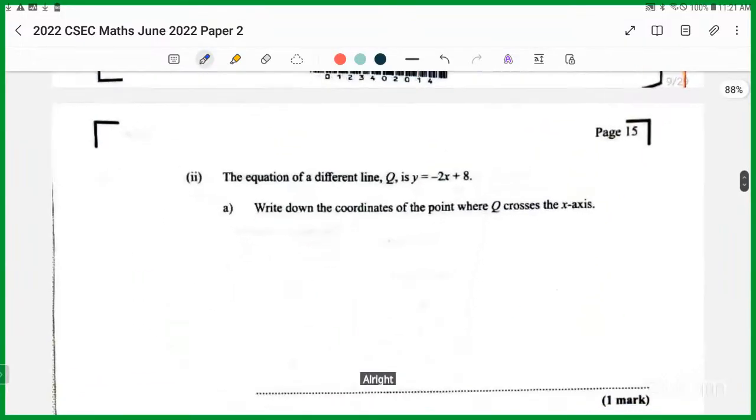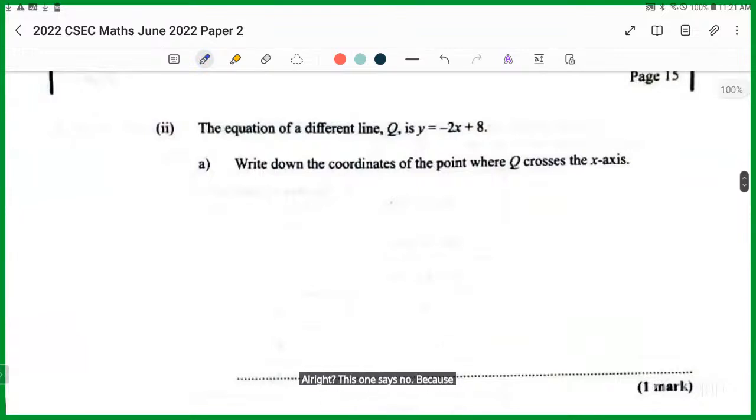Alright? This one says the equation of a different line is this. It says write down the coordinates of the point where this line, they call it Q, crosses the x-axis. So what do you know about the x-axis? On the x-axis, y value is always equal to 0. And if y is equal to 0, you're putting this equal to 0 to find out what the x is.